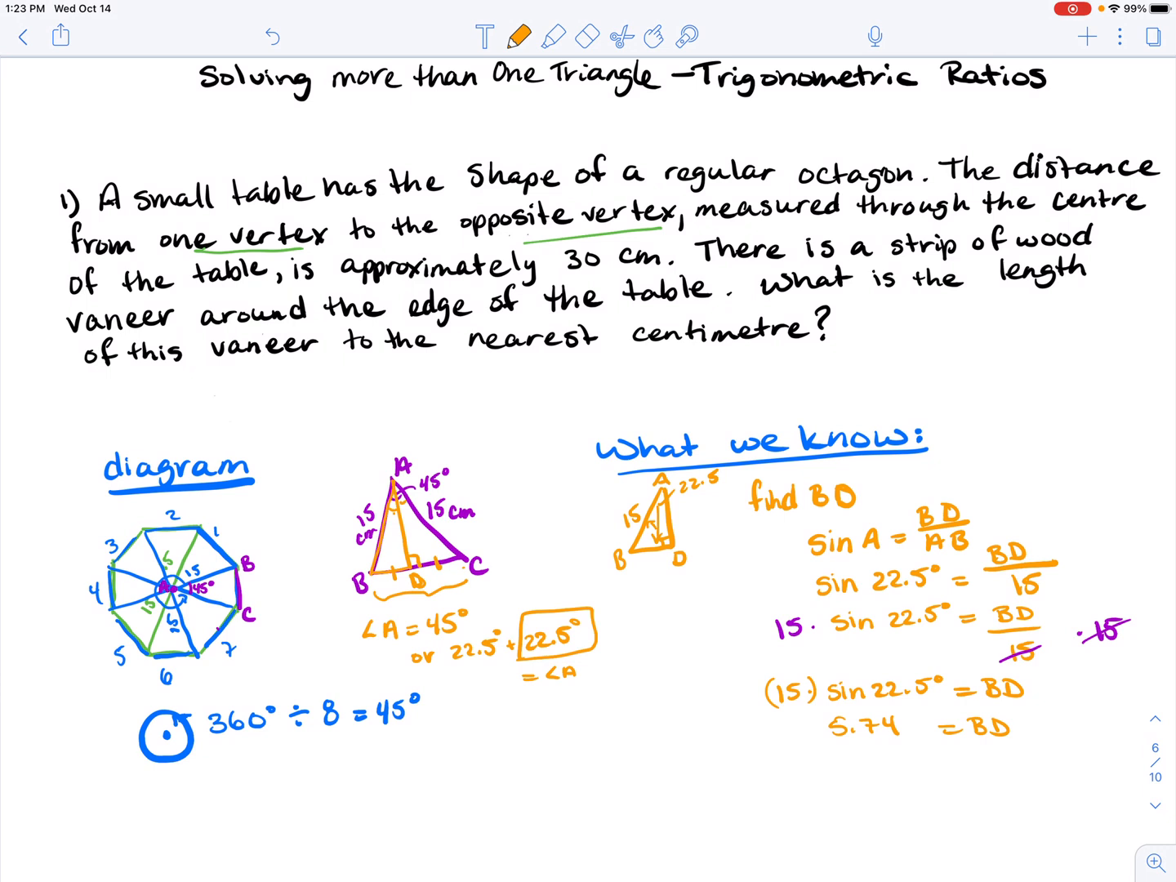Excuse me, now there's some new numbers, so I'm going to approximate it. I also know that, again, BD is equal to DC, and BD plus DC equals BC. So I'm going to go ahead and just multiply by 2. 5.74 equals BC, which is going to give me 11.48 approximately.